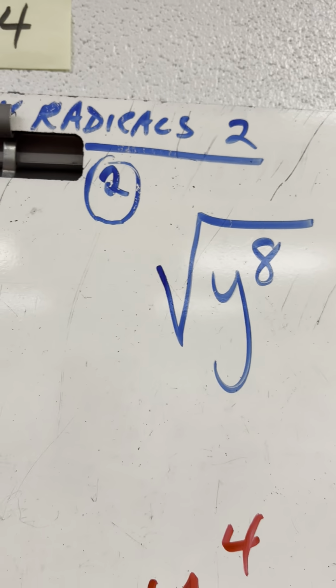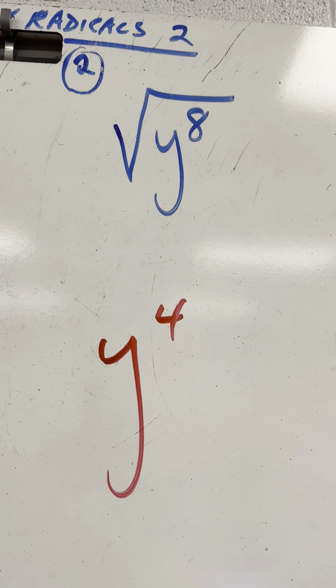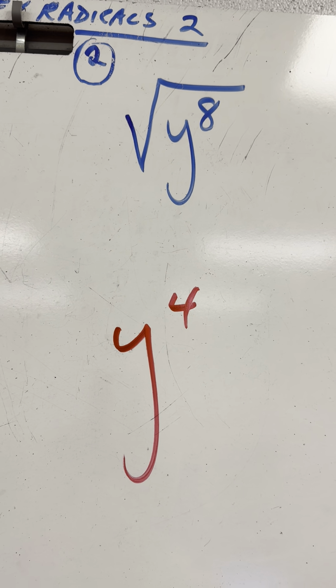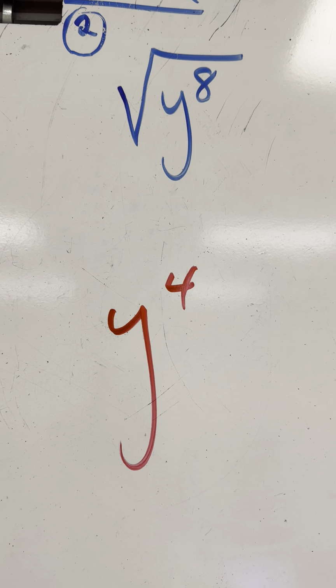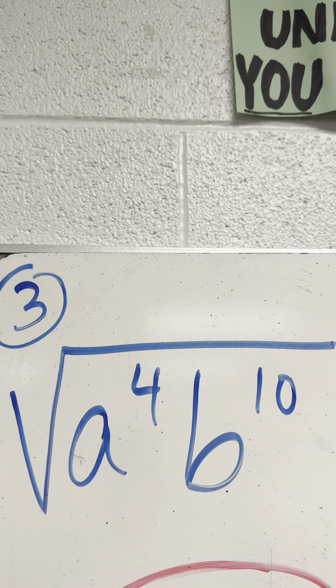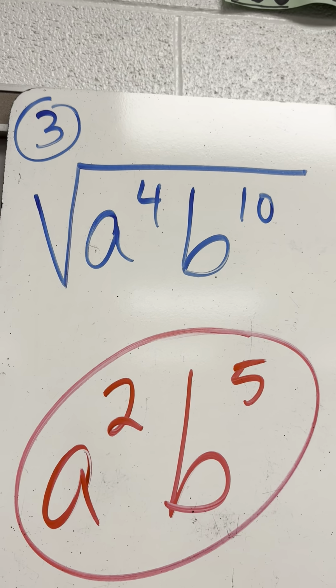What's the square root of y to the 8th? The square root of y to the 8th is y to the 4th. So what we're doing with exponents is we just divide by 2 when you take the square root. Okay. So for example, what's the square root of a to the 4th, b to the 10th? That's going to be a to the 2nd, b to the 5th.